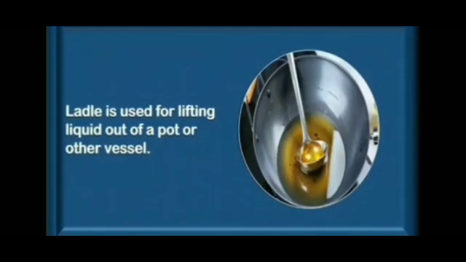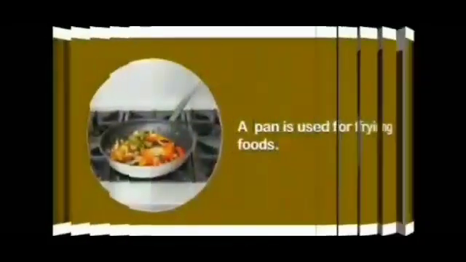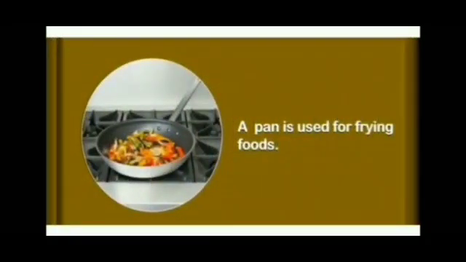payasam, etc. Next one is bowl. B-O-W-L. Bowl. A bowl is a round dish or container typically used to serve food. It is used to store or keep soup and any cooked items. The next one is pan. P-A-N. Pan. A pan is used for frying food. It is used to make fish fry, to put an egg omelette, etc.